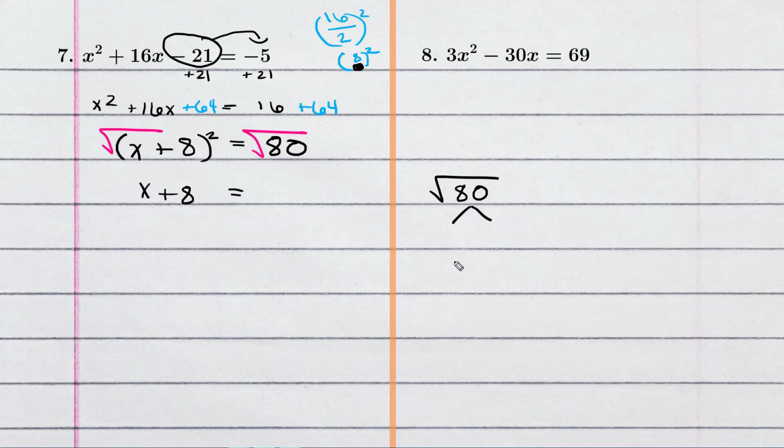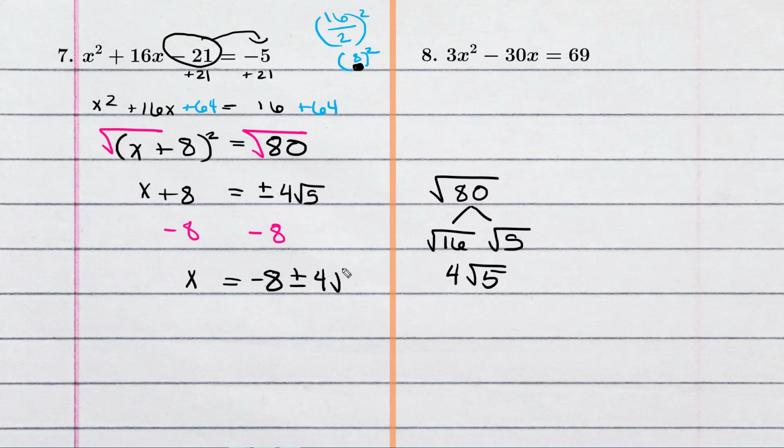What perfect square lives inside there? Well, the largest perfect square that lives inside of it is 16. So square root of 16 times 5. So square root of 16 is 4, so that's 4 square roots of 5. So plus or minus 4 square roots of 5. Now we need to move the 8 to join everything on the right-hand side and get that x isolated. So we have x is equal to negative 8 plus or minus 4 square roots of 5.